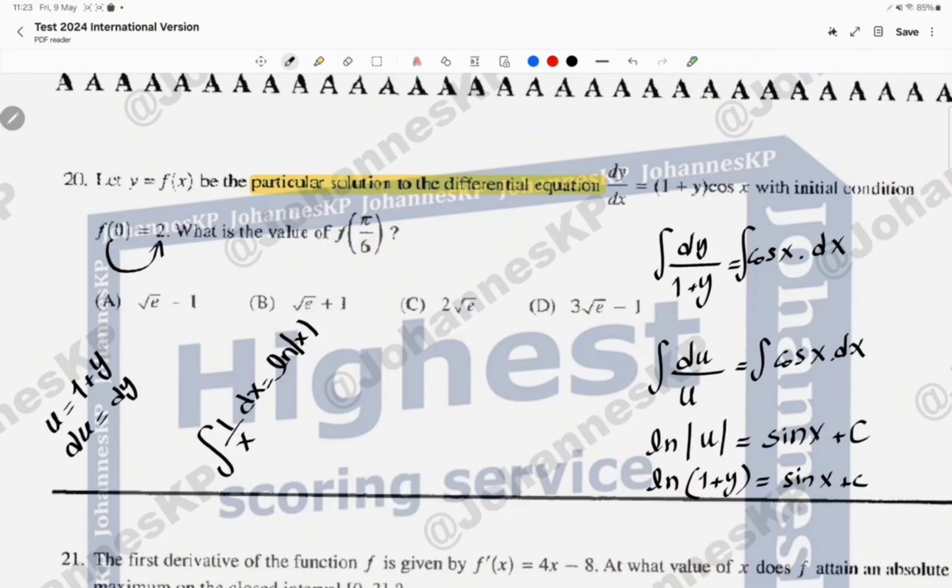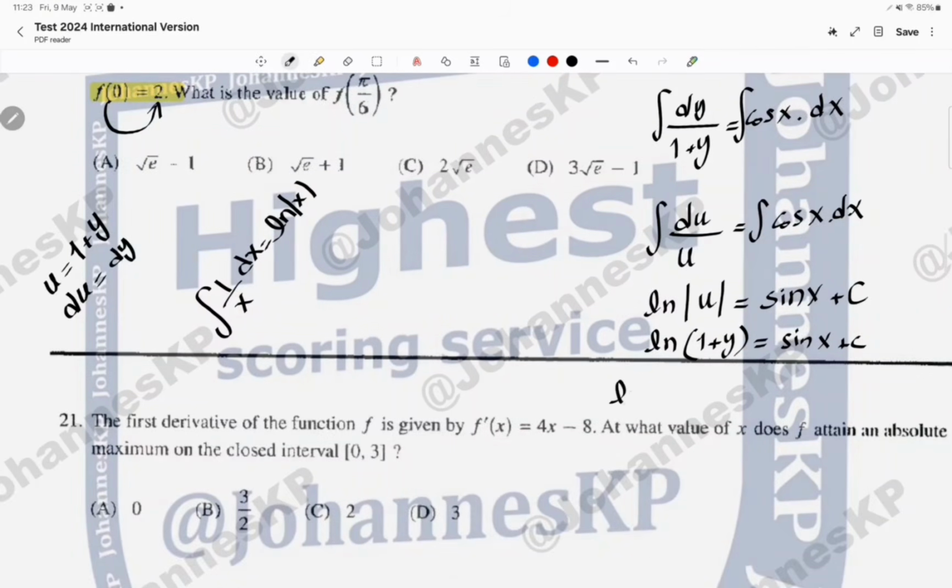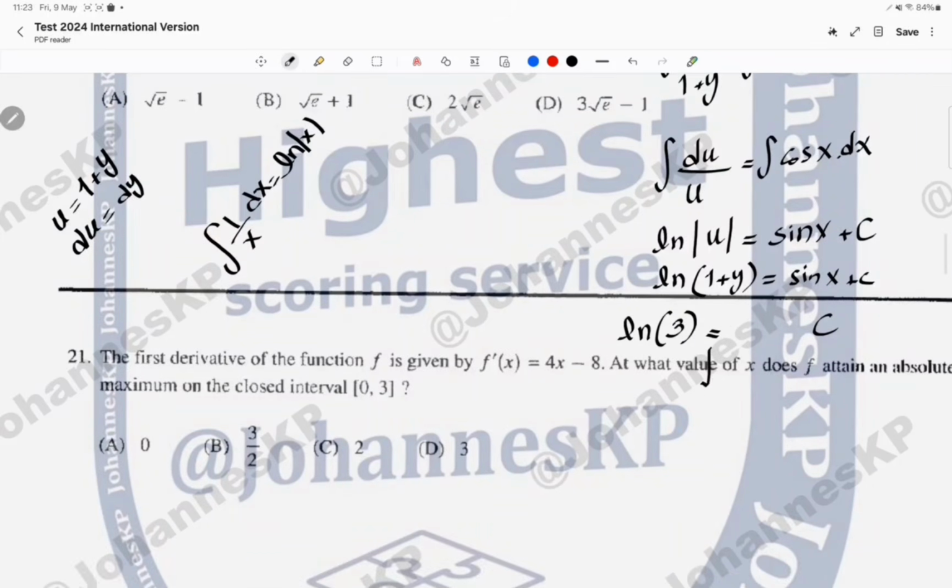Now look, they said the initial condition is when x is 0, y is 2. So come here and replace the y with 2 and the x with 0. What's the sine of 0? 0. So that means that ln 3 is equal to c. Now, let's continue. So I'm going to say ln of 1 plus y is equal to sine x plus ln of 3. How would I remove the ln?